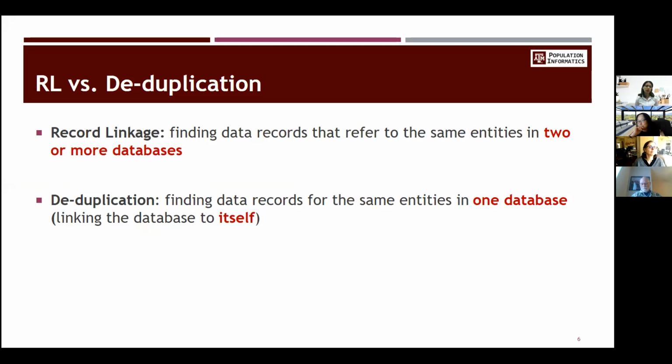What is the difference between record linkage and deduplication? Record linkage is finding data that refer to the same entity when we have two or more databases. Deduplication is doing the same thing, but when we have only one database. In fact, in deduplication, we link one dataset to itself.